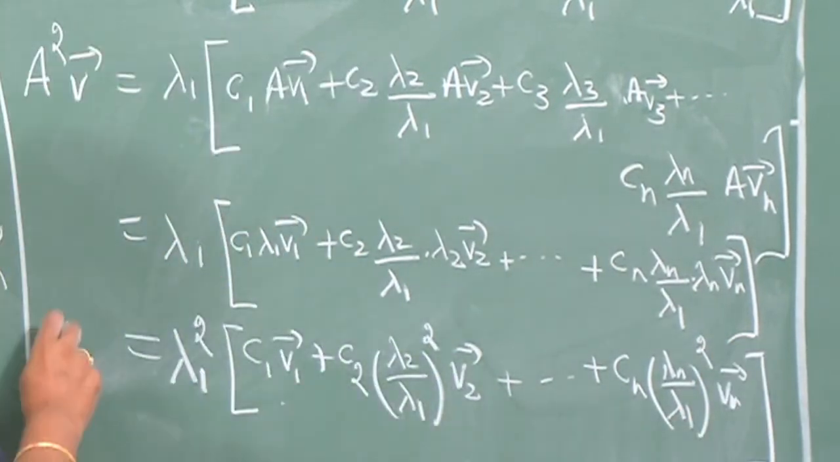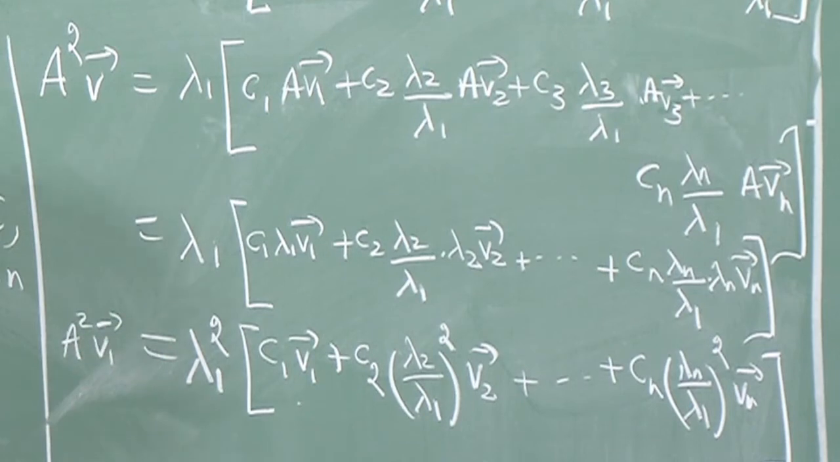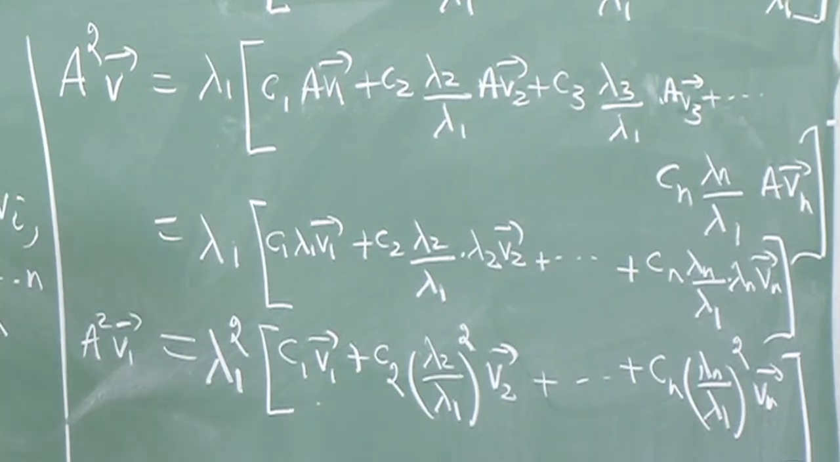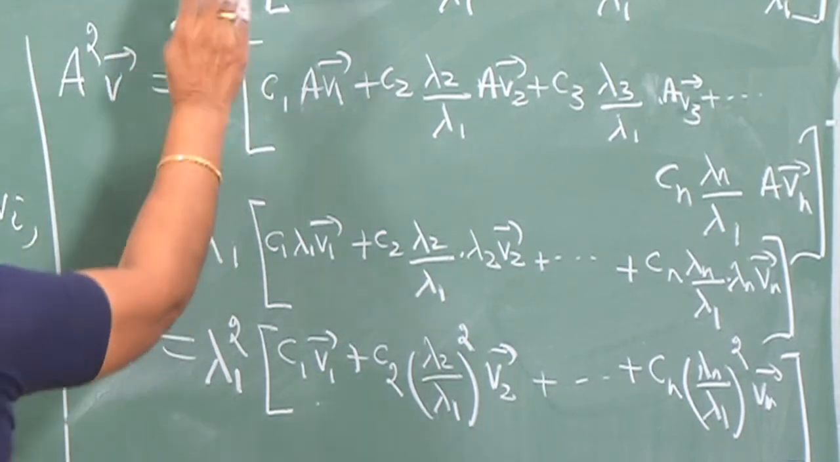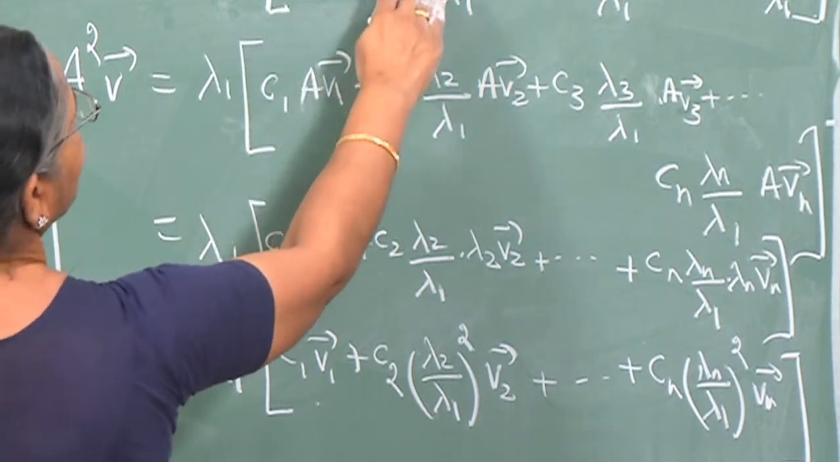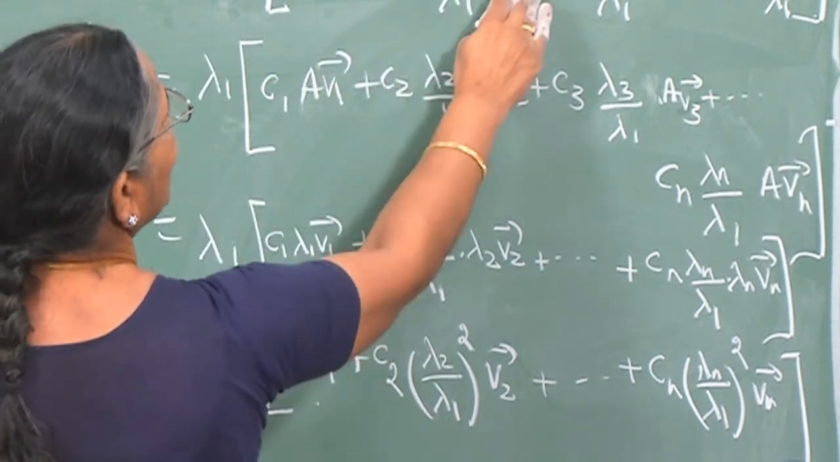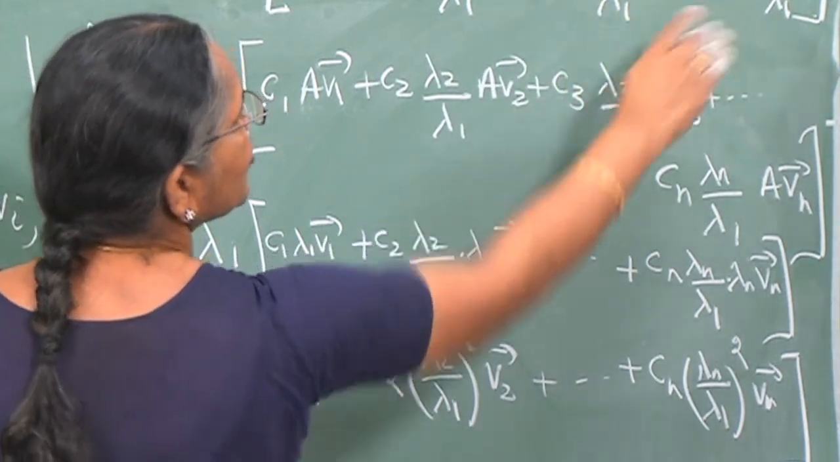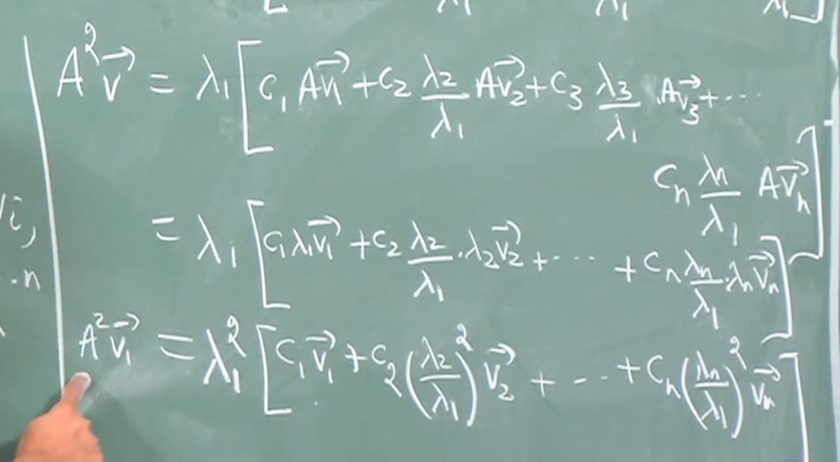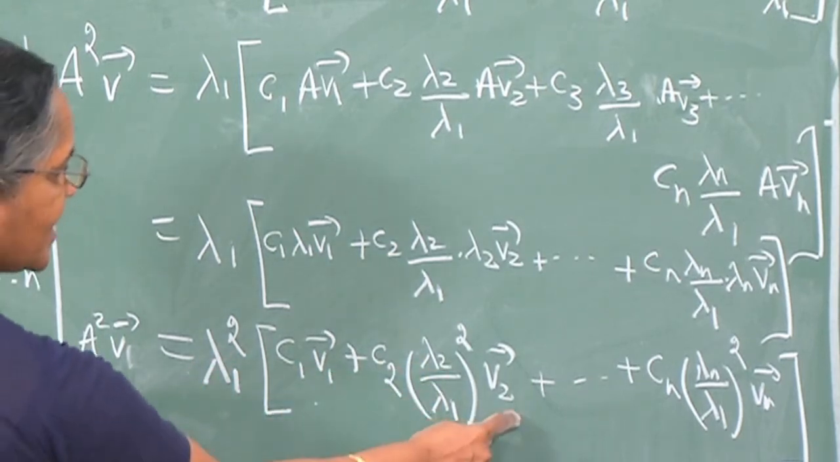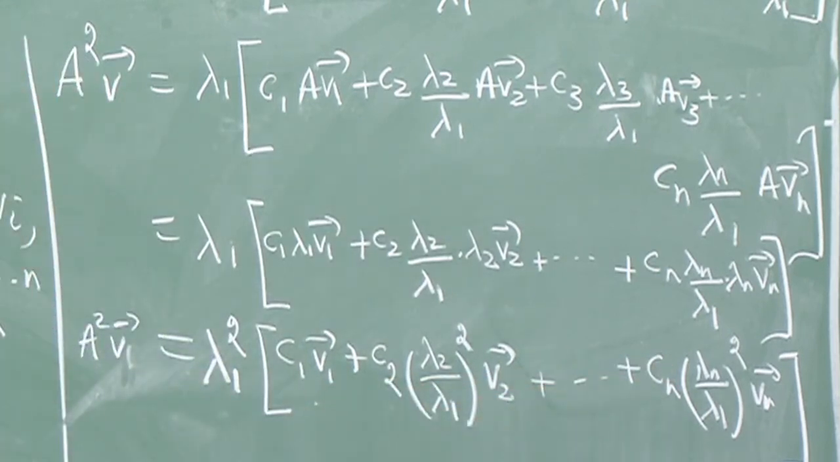vector Vn. Now, I see some pattern here, namely if I have A into V, that involves lambda 1 times C1 V1 plus C2 into lambda 2 by lambda 1 into V2 and so on, Cn into lambda n by lambda 1 into Vn. If I have A square times vector V, then that is lambda 1 square into C1 V1 plus C2 into this plus etc. plus Cn into lambda n by lambda 1 the whole square into Vn.